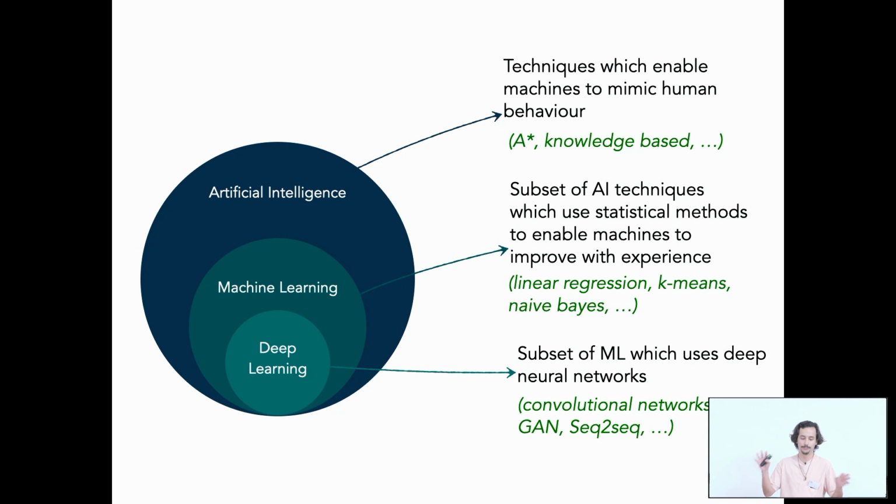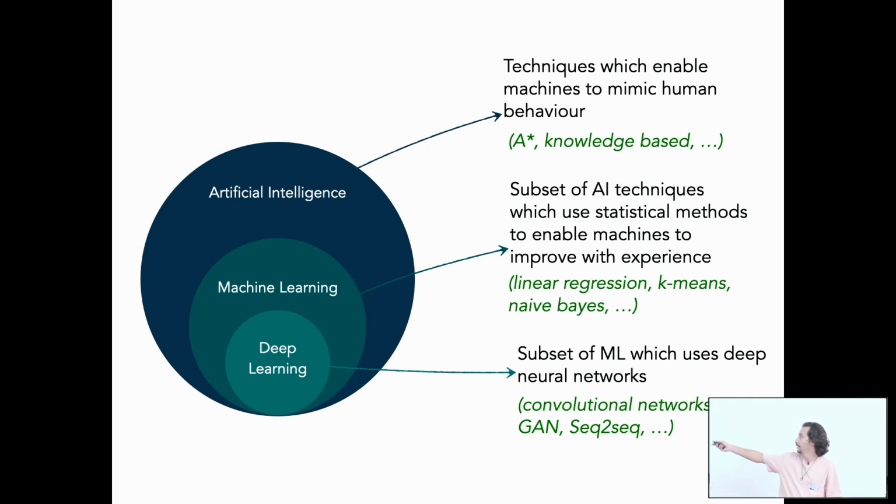Artificial intelligence, in a big way, is the ensemble of techniques that enables machines to mimic human behavior. For example, there are A-star algorithms or knowledge-based algorithms. And machine learning is a specific subset of artificial intelligence that uses methods or functions of statistics that enable machines to improve over time with experience.